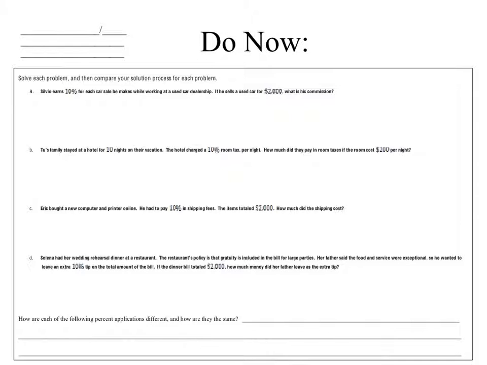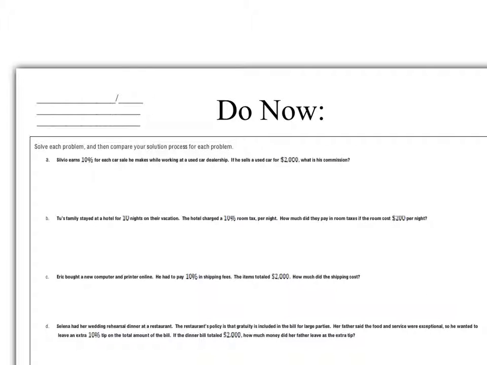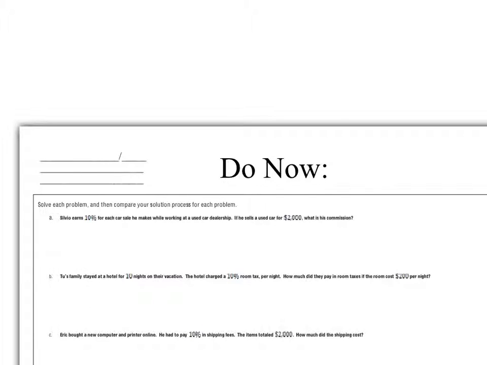Okay, as we look through our do now, we have 4 different problems, and we're trying to figure out how the process of each problem works. What we see here is the first one says Silvio earns 10% for each car sale that he makes. He's making 10% of the whole. 10% is really easy. That's just a movement of the decimal place over 1, and so that's going to give me Q is equal to 200.